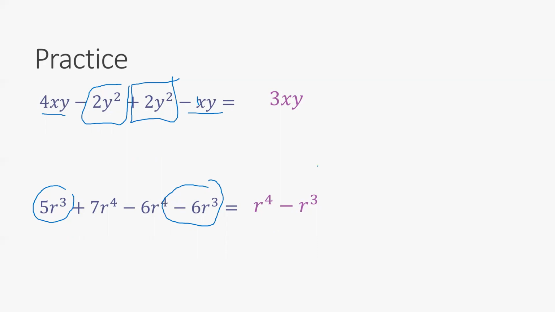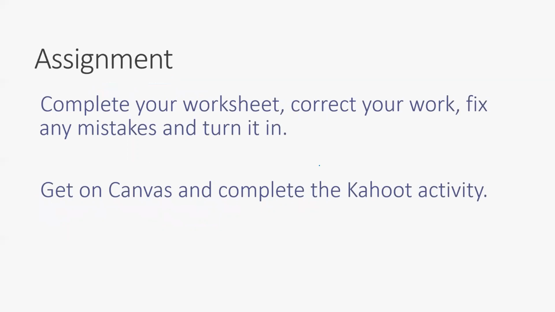So that is all for today's lesson. Your assignment today is to complete your worksheet, correct your work, fix any mistakes, and turn it in. Once you've turned it in, I need you to get onto Canvas, and I want you to complete the Kahoot activity. If you go to the Unit 2 module, there's an assignment that says 915 Kahoot, or Polynomials Kahoot. If you click that, then you can join the Kahoot. This is a self-paced Kahoot, so you can join at any time. You don't have to wait for the whole class to be ready, and it will still give you scores based on your speed and your accuracy. And then I can show you guys the podium later.